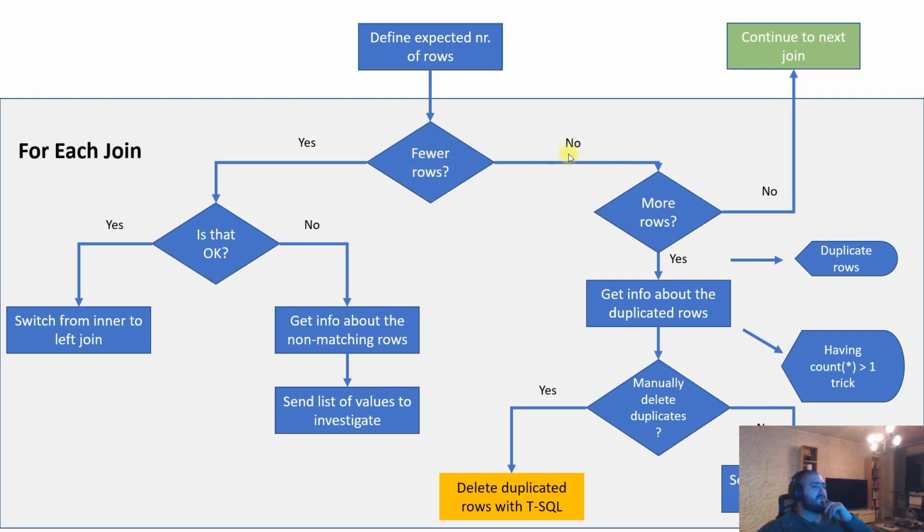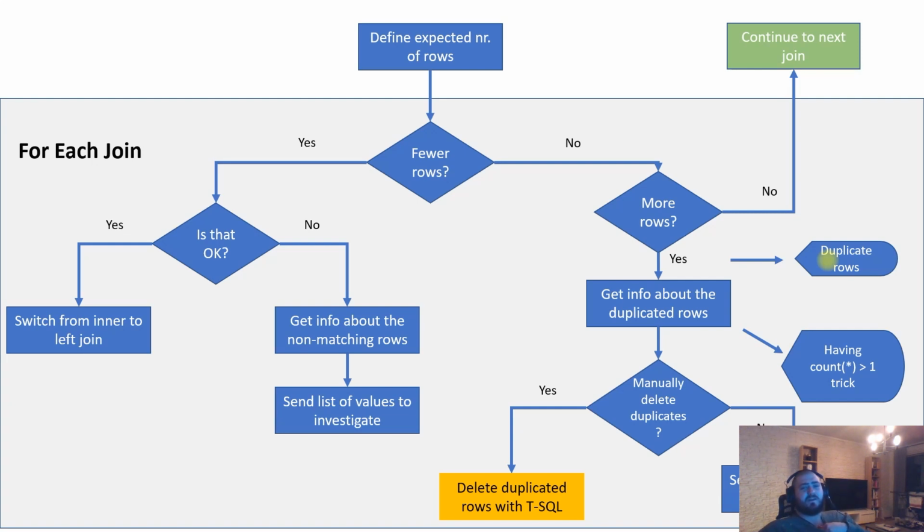Okay, we don't have fewer rows. Then we ask, do we have more rows? So when we do a join to the customer table, do we get more rows than the actual base table? If we don't, then we don't get fewer rows and we don't get more rows, so for now we can consider that to be okay. Then we continue to the next join. But if we do get more rows, that means that we have duplicate rows, and most likely that our join criteria is wrong.